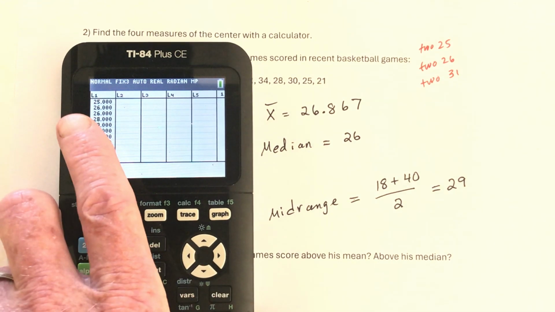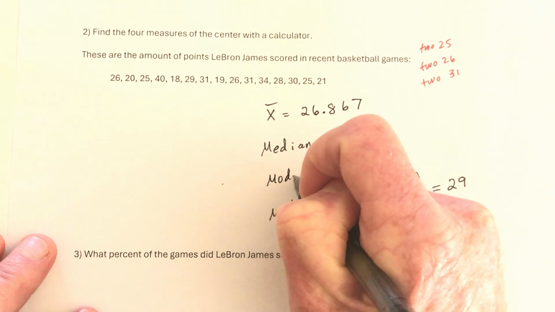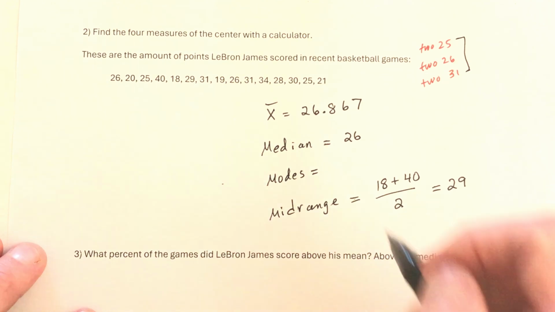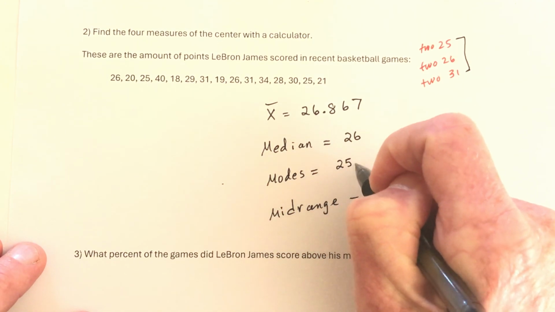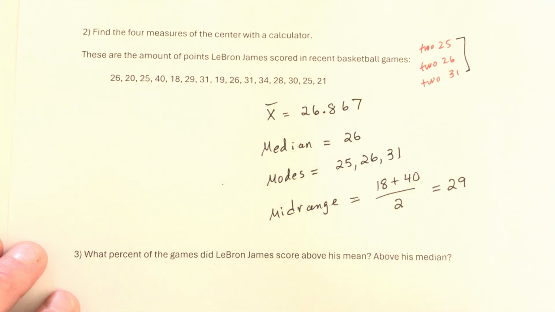Okay, so that means that it actually has 3 modes. So there was a tie. They all had 2 apiece. So 25 showed up twice, 26 showed up twice, and 31 showed up twice.